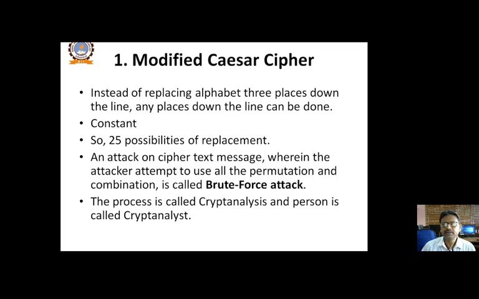Then people came up with the idea of the modified Caesar cipher, in which instead of replacing the character three places down the line, any number of places down the line can be used. But it is constant. If A is replaced by D, then B will definitely be replaced by E. Whatever shift you fix, if you say that any character will be replaced by six places down the line, then every character will be replaced by six places down the line. That is why it is called constant.